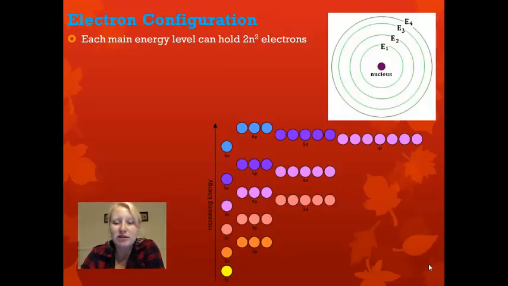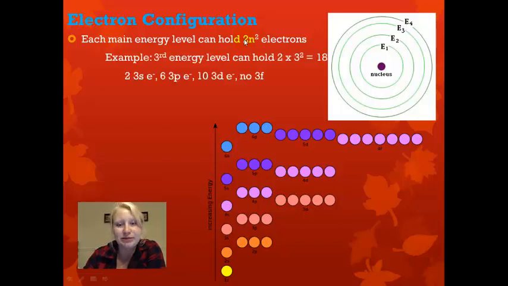Electrons arrange themselves in specific orders in an atom, and each energy level 1, 2, 3, 4, etc., can hold 2n squared electrons. So if n is the energy level, for example, energy level 1 can only hold 2 electrons, because 1 squared is 1 times 2 is 2. In energy level 2, you have 2 squared is 4 times 2, so energy level 2 can hold 8 electrons, and so on. So here's an example for the third energy level.